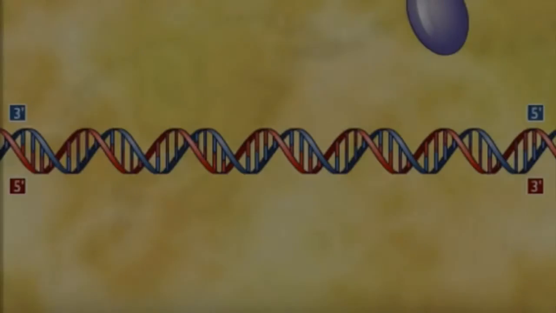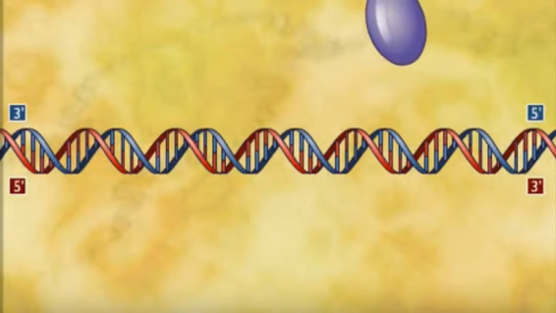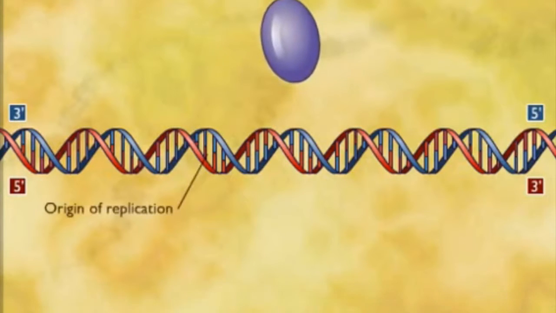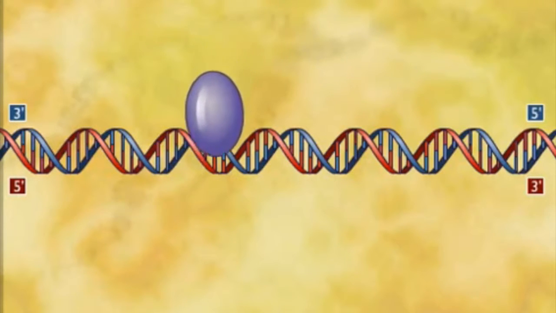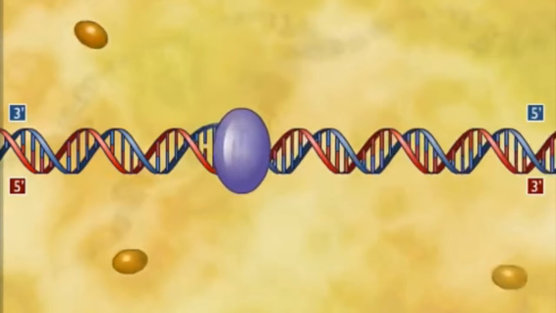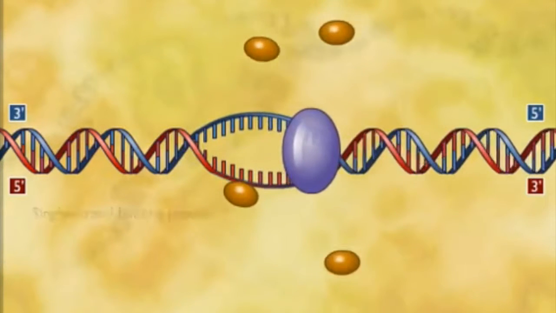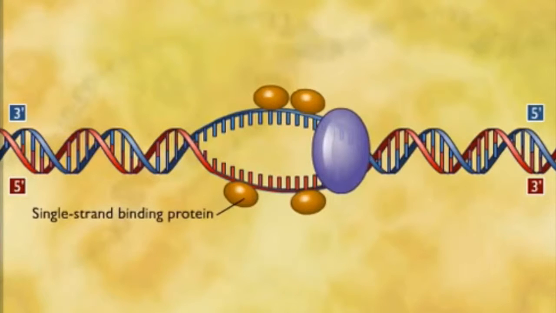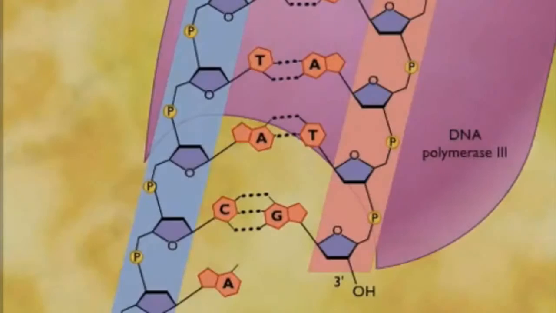When starting the replication process, helicases meet the DNA at the origin of replication and begin to separate the 5' and 3' strands of DNA, making them available as template strands. Helicases untwist the double helix at the replication forks and the parental strands separate. This creates single-strand binding proteins.